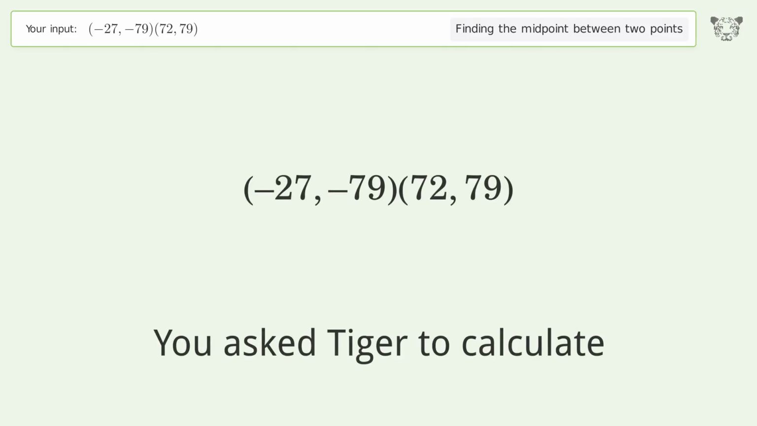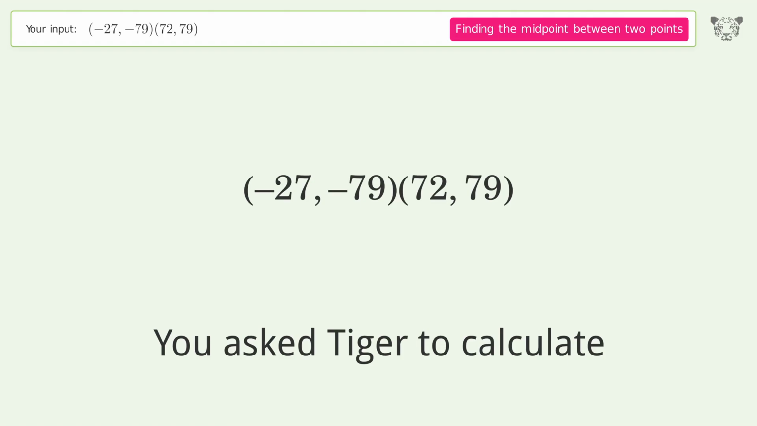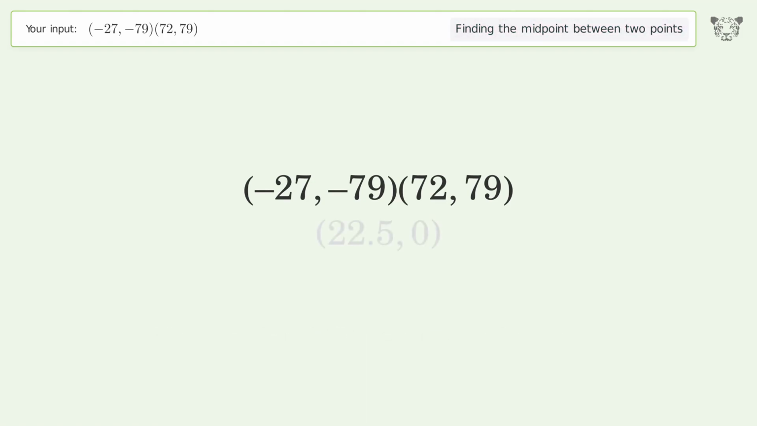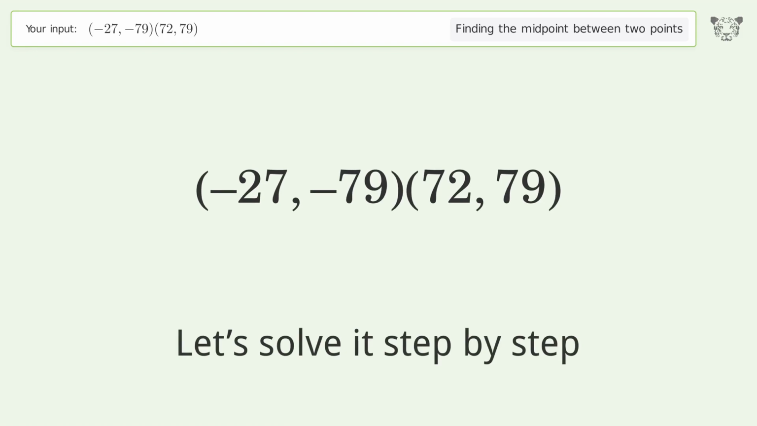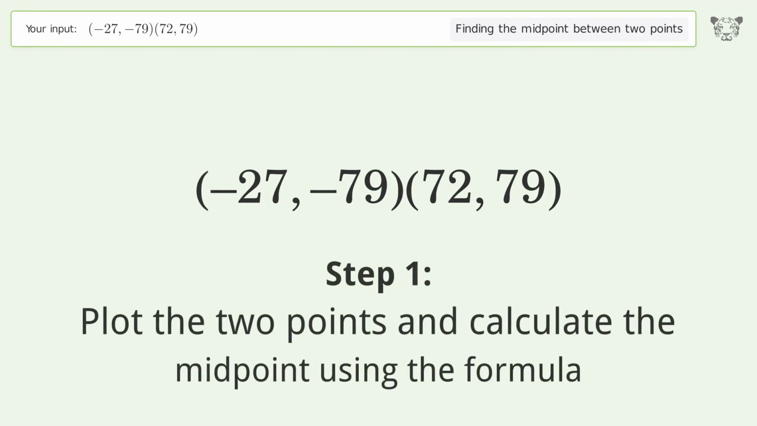You ask Tiger to calculate. This deals with finding the midpoint between 2 points. The midpoint between the 2 points is 22.50. Let's solve it step by step. Plot the 2 points and calculate the midpoint using the formula.